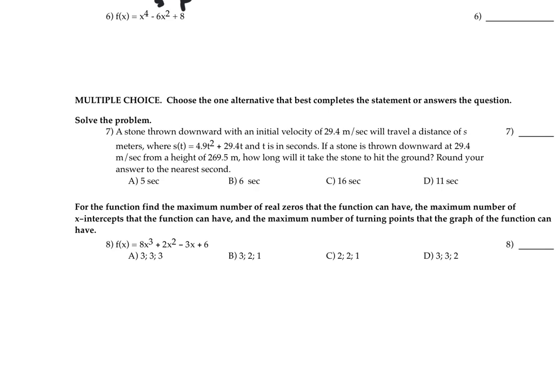The 29.4 here, again, is the same thing as that. The 4.9 t squared, if you ever do physics, this is a physics kind of problem, but we're also doing algebra when we do this. So the 269.5 is the height.